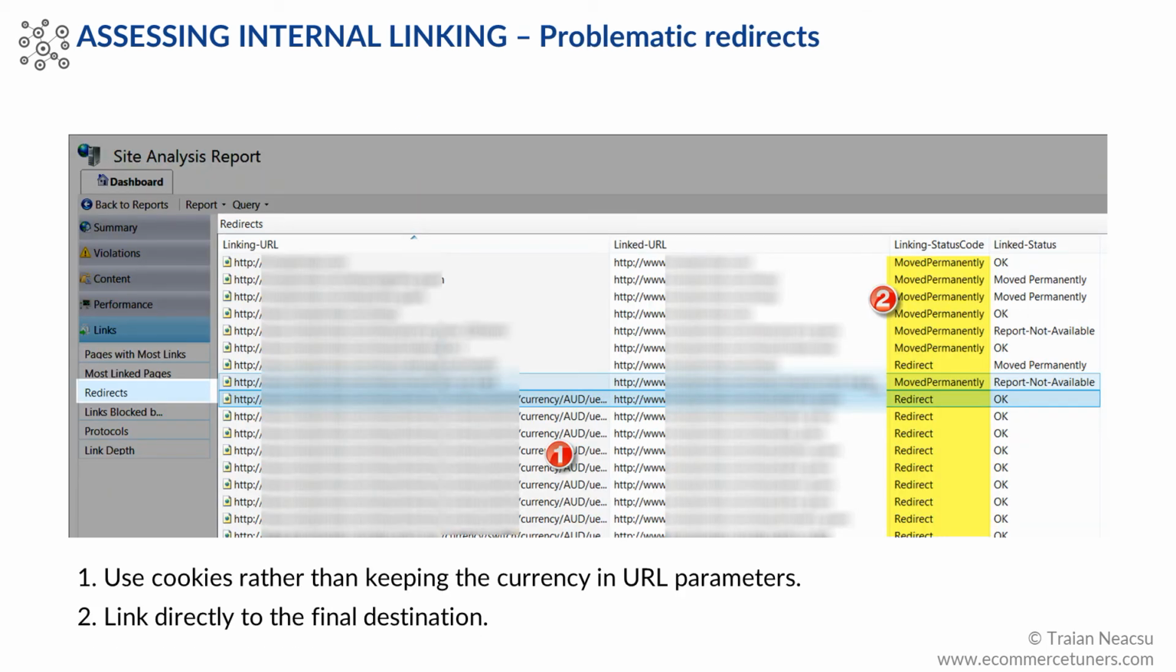Using the redirects report will help identify internal PageRank leaks, unnecessary 302 or 301 redirects, and undesirable header response codes. To make the analysis easier, you can sort by linking URL to see the issues grouped by page. Two notes for this screenshot. First, the currency selection is kept in the URL rather than in a cookie. For this website, each currency selection generated a unique URL on almost every single page of the website, which is bad. Second, instead of linking to a URL that returns a 301, link directly to the final destination.